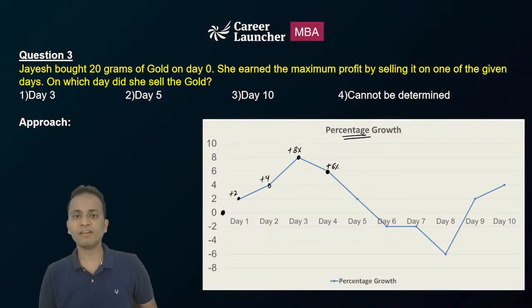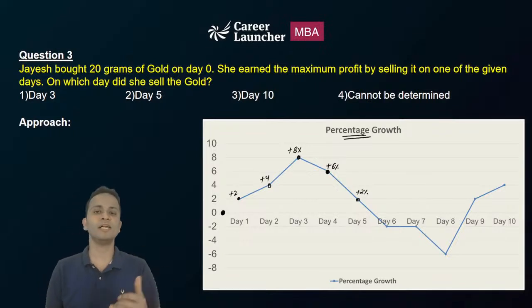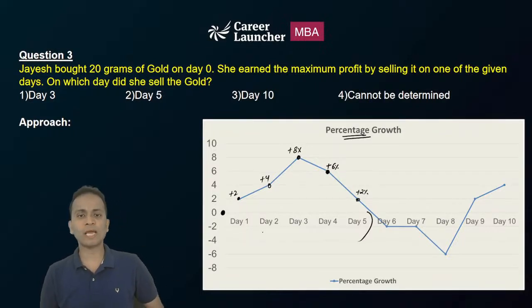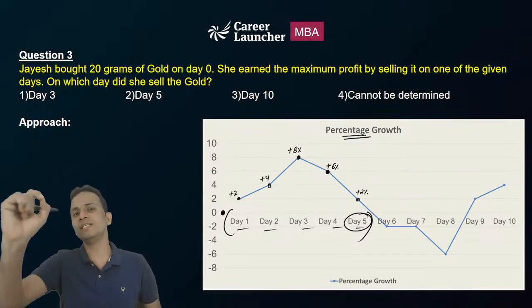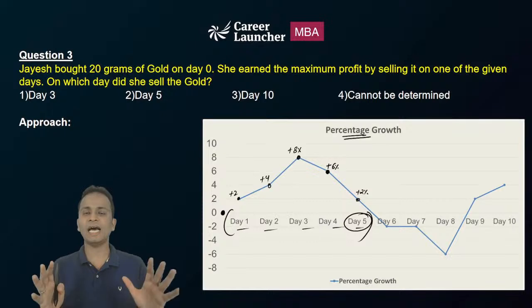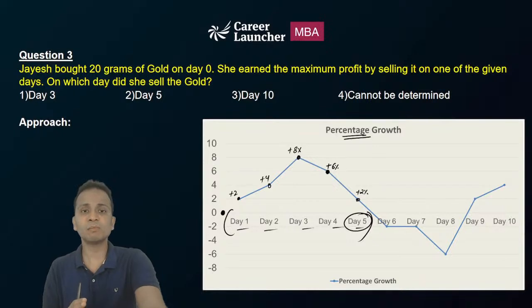Okay, day 5 it is increased again by 2%. So the price on day 5 will be more than day 4. So if you look at the first 5 days, day 1, 2, 3, 4, 5, the price will be maximum on day 5. Okay, so if it is about only these 5 days, the person will sell the entire gold on day 5 and she will earn the maximum profit, because out of first 5 days the price is maximum on day 5.